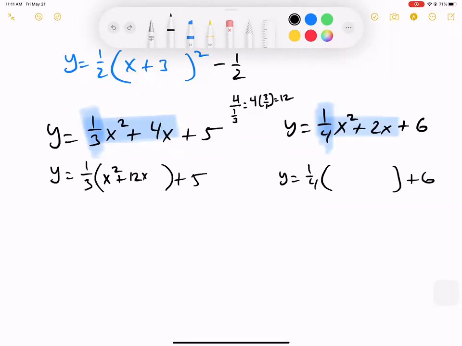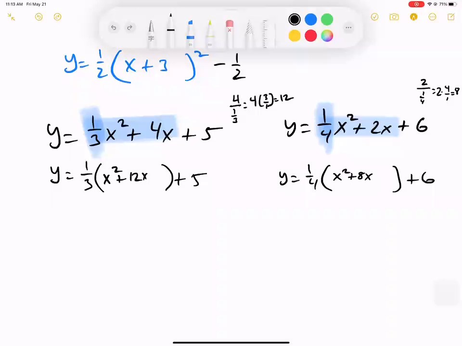On the right, let's do the same math. 2 divided by 1/4 is really 2 times 4 over 1. 4 over 1 is 8. X squared plus 8x. Would this work for you? What's 8 divided by 4? That brings back the 2 we wanted. Let me pause here. Okay.